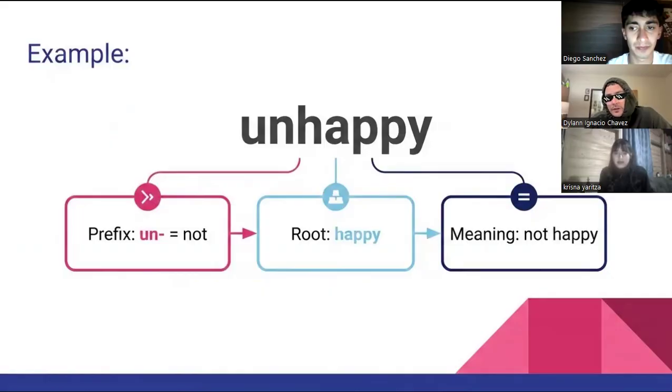Now my friend Krish is going to explain a little bit more. Something that Dylan was saying: we also use the word unhappy, where we have the prefix un-, which is not, and the root happy, and the meaning is not happy at all. That's what my classmate was saying. Now Krishna is going to explain what the activity consists of.